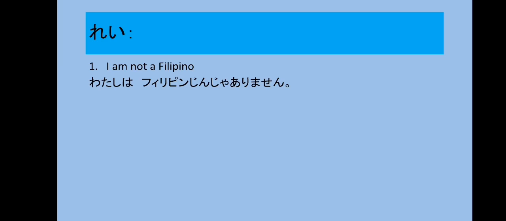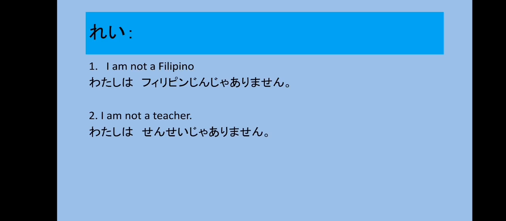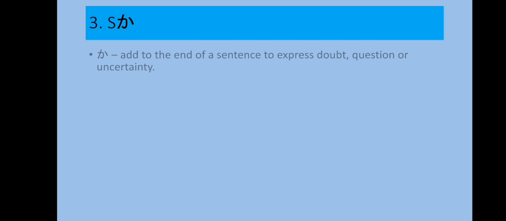Watashi wa Philippine jin ja arimasen. I'm not a teacher. Watashi wa sensei ja arimasen. So to express a question, we just add ka to the sentence.